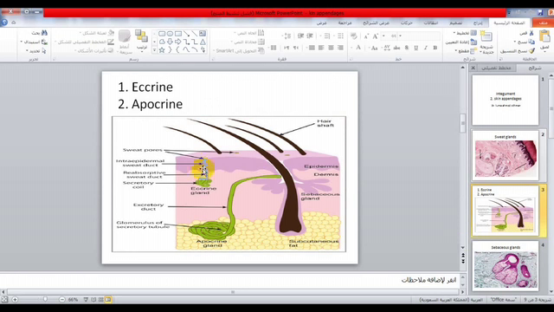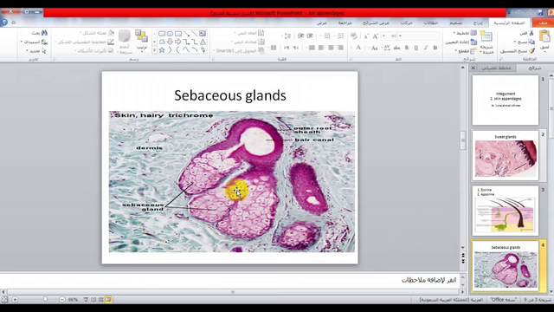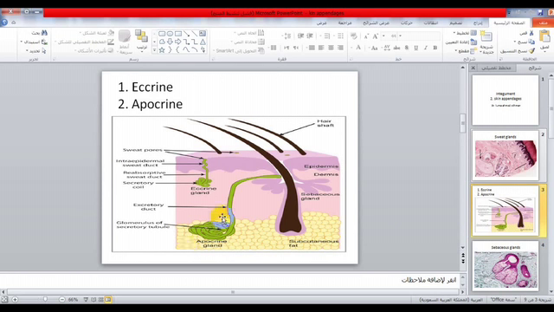These are of two types, eccrine and apocrine sweat glands. Now the secretory portion: it is a simple cuboidal to low columnar epithelium composed of two types of cells, the dark cell and the clear cell.